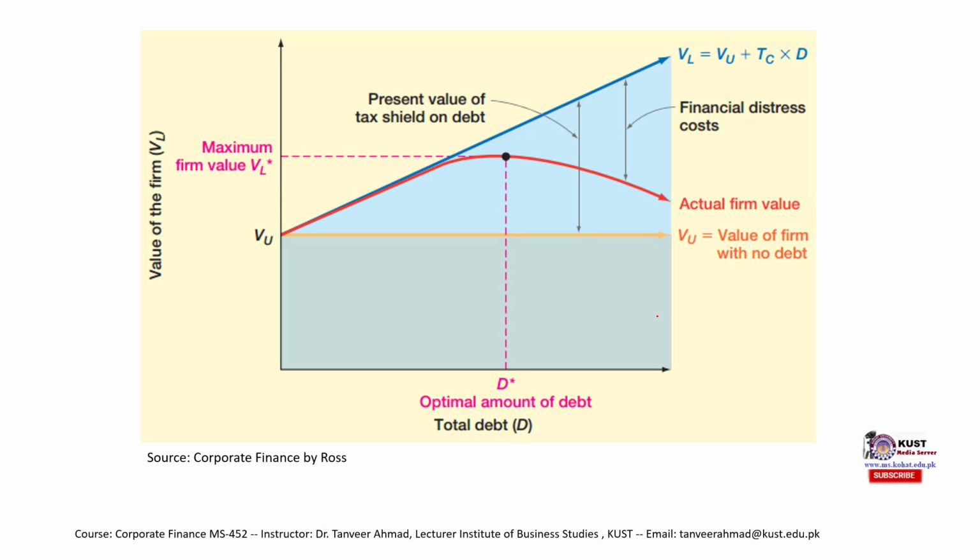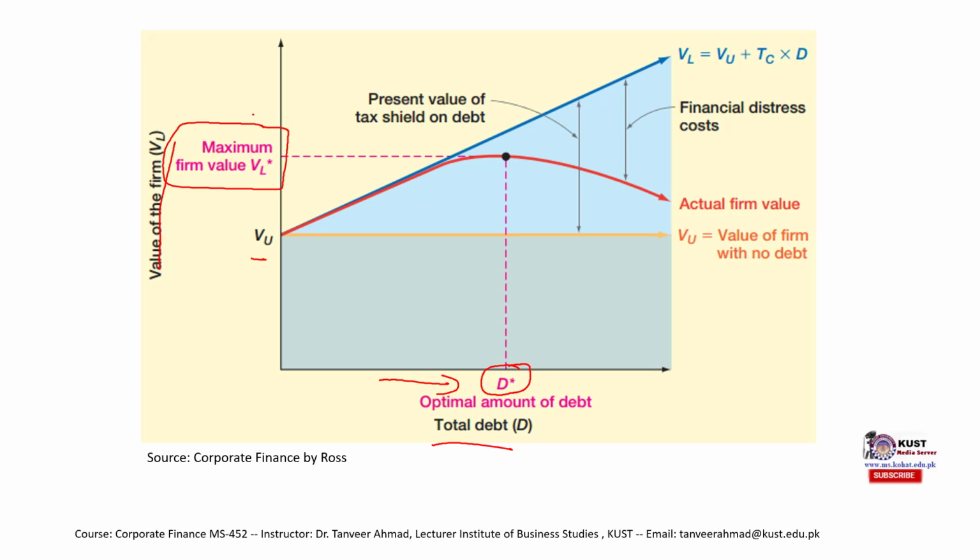This graph would help us understand this idea. On the x-axis, we have total debt. On the y-axis, we have the value of the firm. So as debt increases, the value of the firm keeps on rising, this red line, to this point. Let's assume this is the amount of debt we have, and this would be the maximum value of the firm.